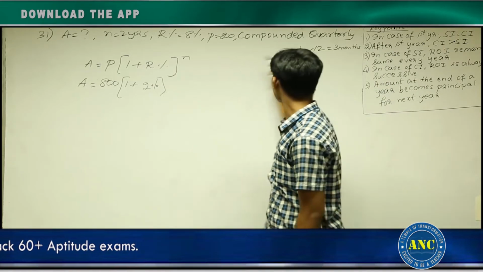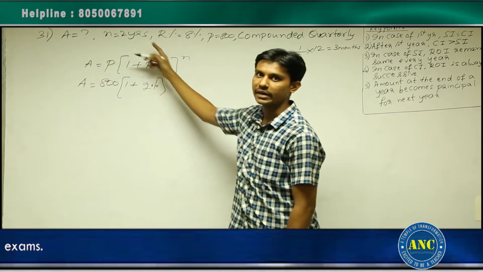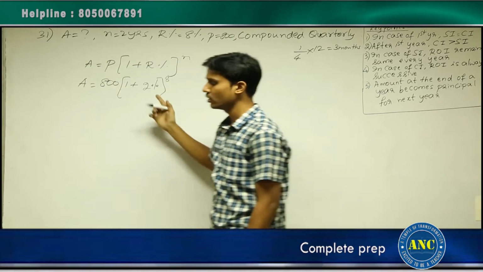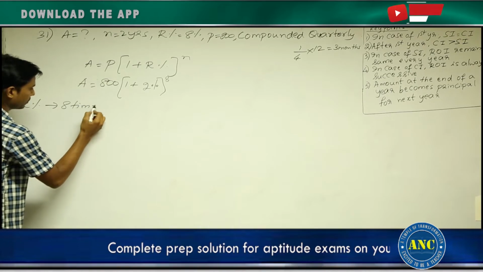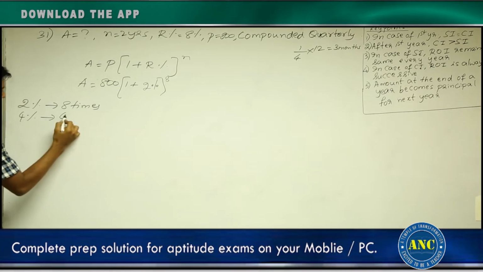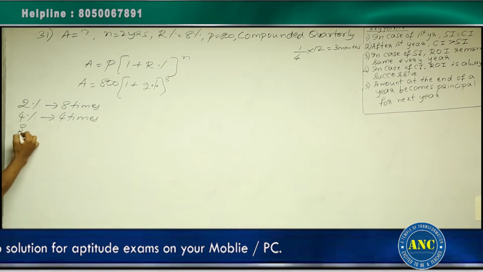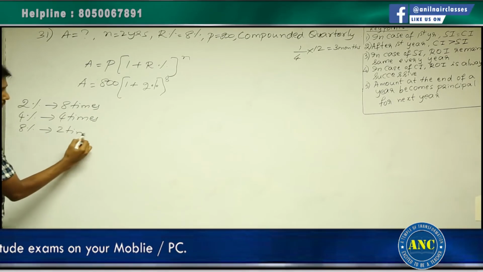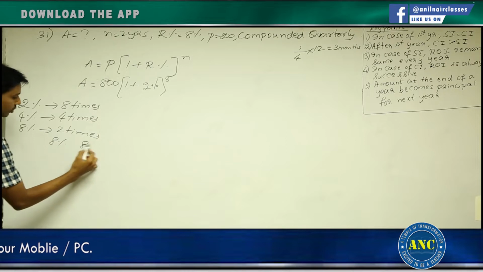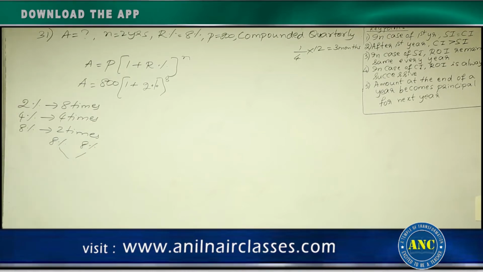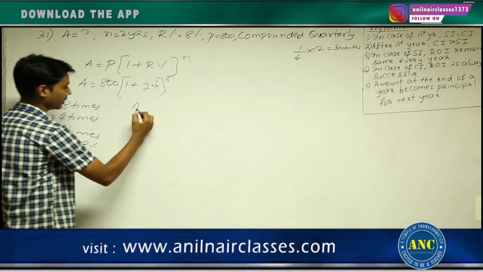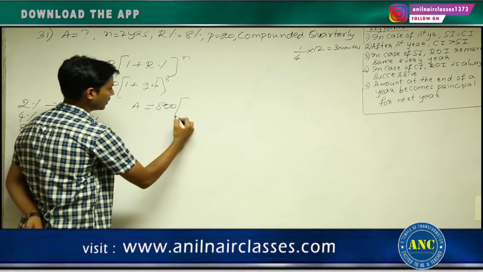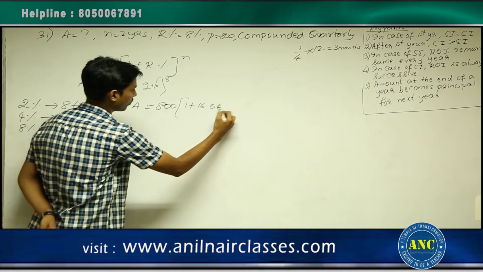In 1 year, I will meet you 4 times. In 2 years, I will meet you 8 times. Use the logic. 2% 8 times. This is approximately 4% 4 times. This is approximately 8% 2 times. Agreed? 8% 2 times is 8 plus 8, 16. 8 into 8 by 100, 0.64. 16.64%. Substitute here. Amount is approximately 800 into 1 plus 16.64%.